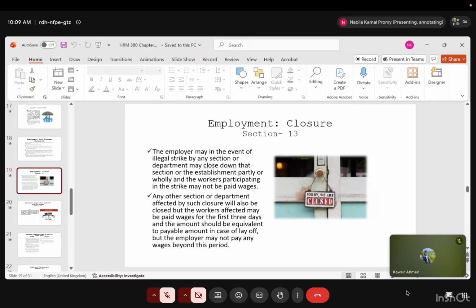On the other hand, closure is basically when the employer is closing down the workplace for an indefinite period. বলে দিচ্ছে না কতদিনের জন্য, এবং usually in these cases closure তখনই করে, let's say there is an illegal strike, employees are on strike but for an illegal reason, for an illogical reason. So in that case the employer has the right to close down the factory.